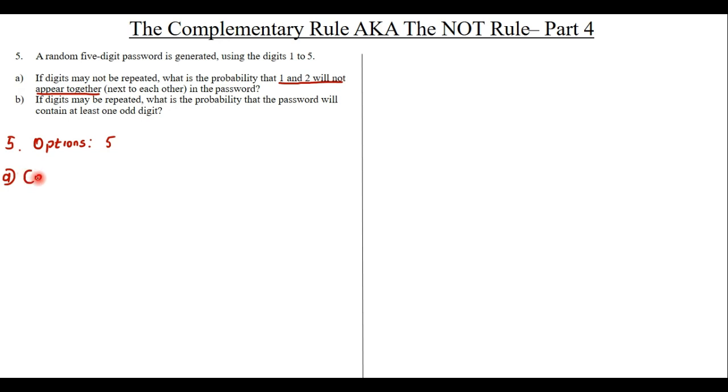So the first thing is to look at the complement, which is basically the opposite. If the question is asking us to find the probability that they won't appear together, then we need to ask what happens if they do appear together. So our complement is when 1 and 2 are together. This is what we're going to use to answer our question. Now, how are we going to do this?